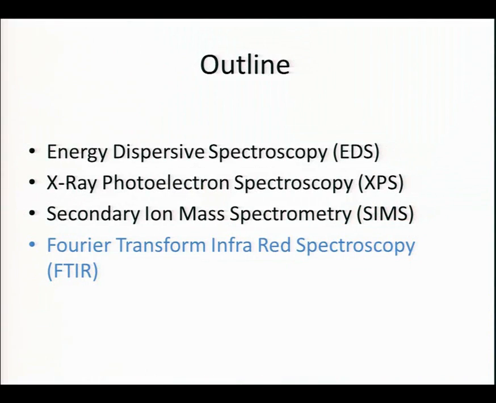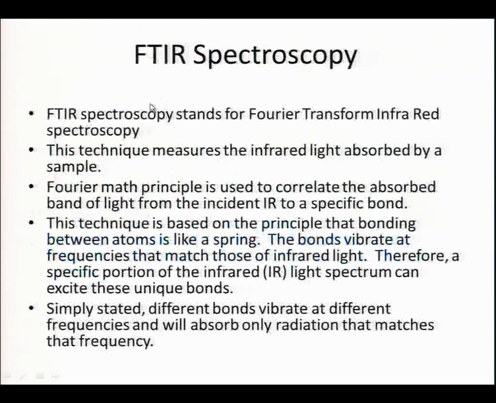Now we're going to move on to our final characterization tool that we're going to examine today. It's Fourier transform infrared spectroscopy. This technique measures the infrared light absorbed by a sample. Fourier math principle is used to correlate the absorbed band of light from the incident infrared to a specific bond. This technique is based on the principle that bonding between atoms is like a spring.